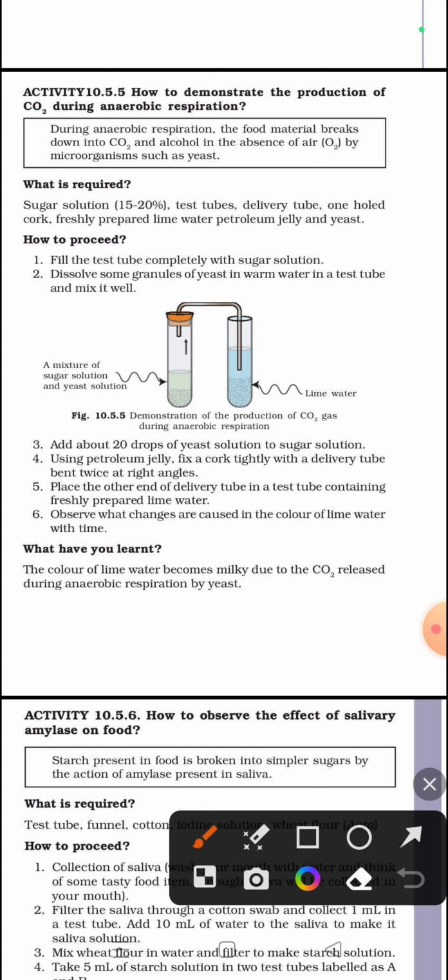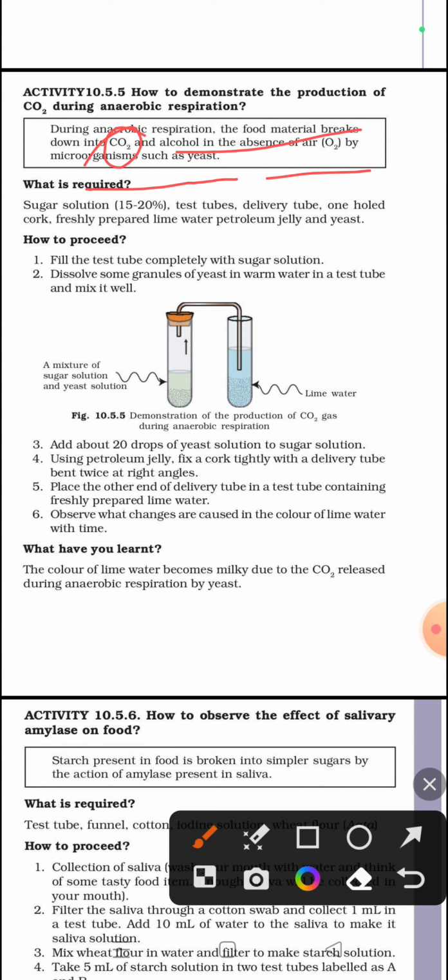Next, how to demonstrate the production of CO2 during anaerobic respiration? Anaerobic respiration means a lesser amount of oxygen is present, or the absence of oxygen. During anaerobic respiration, the food material breaks down into CO2 and alcohol in the absence of air by microorganisms such as yeast.